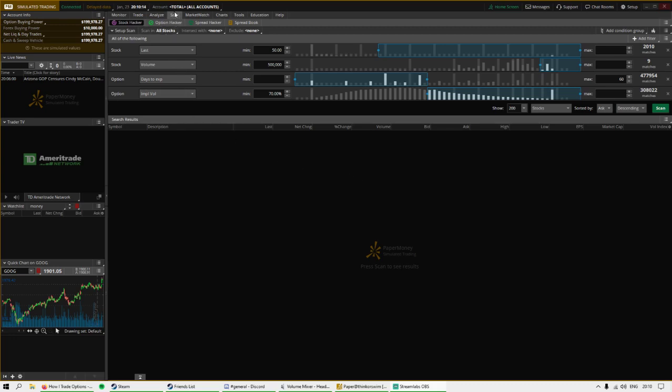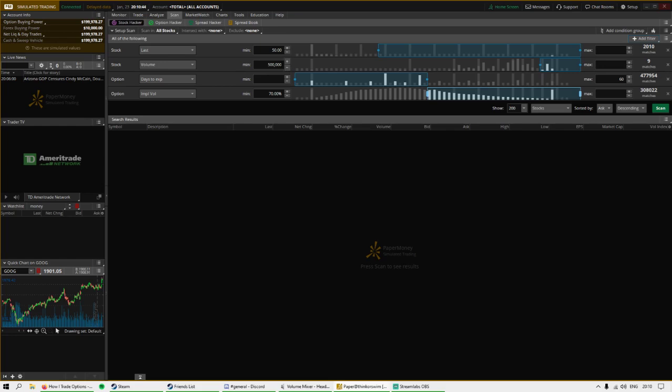So just going to start off with how do you find the stocks you want to trade? You come under Scan, Stock Hacker, Add Filter, and you want to have 2 stock filters and 2 option filters. Just click here, easy. Set up last, volume, days to expiration, and implied volatility. The last is just the last price the stock traded at, and I put a minimum of $50, because where my account's at, if I go below, I have to do a lot of contracts, and I really don't want to do that if I can help it. Volume 500,000 is a minimum.